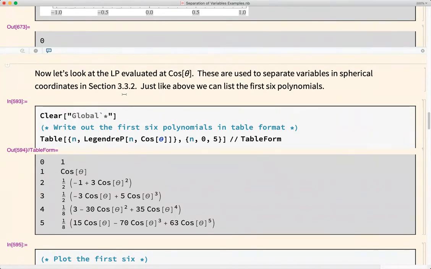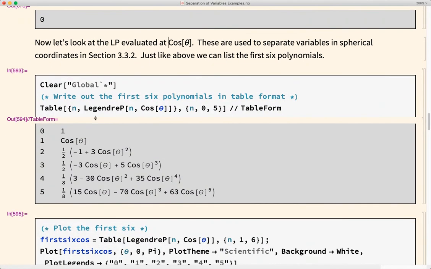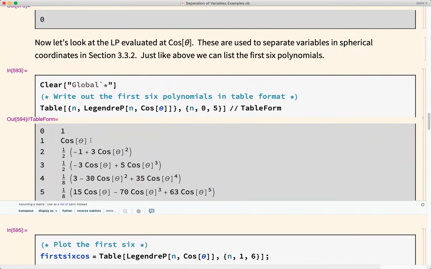Now we're going to think about Legendre polynomials evaluated instead of at x, but at cosine of theta. That's what we did in order to separate variables for our spherical version of Laplace's equation. And that just came out of solving the ODE. When I did the solution for different L values, it was following this function here, where again I've plotted the first six Legendre polynomials. And this is what the solutions looked like for the different L values of the general solution that we came up with for Laplace's equation.